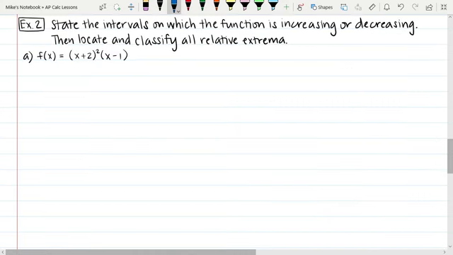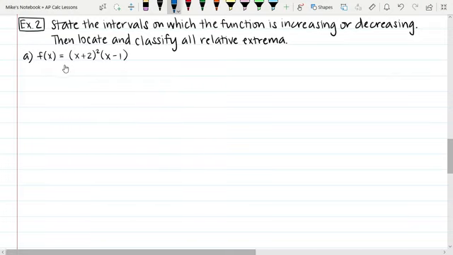Okay, so we're going to state the intervals on which the function is increasing or decreasing, so that's exactly what we already did on the first example, but then we're going to take it one step farther and say locate and classify all relative extrema. When they say locate, they mean to give the coordinates, and when they say classify, they do want us to specify, is it a relative maximum or relative minimum? Okay, so here we go.